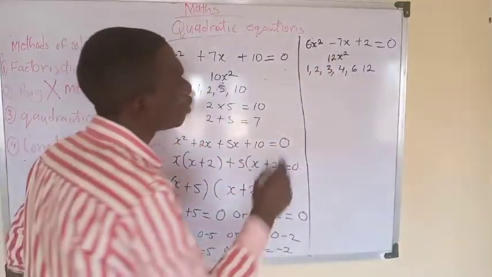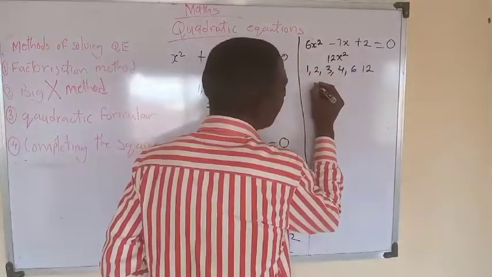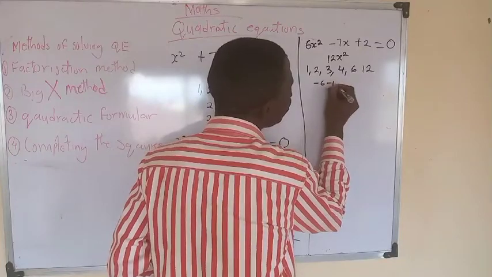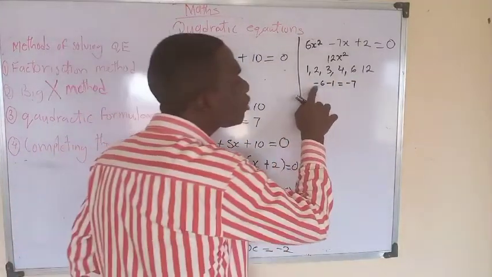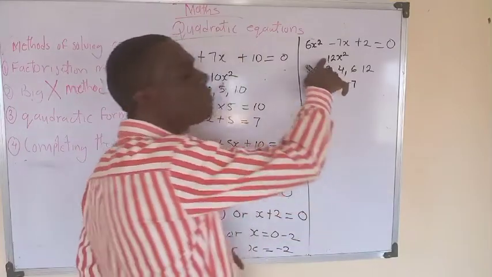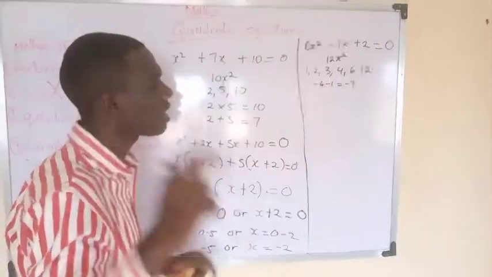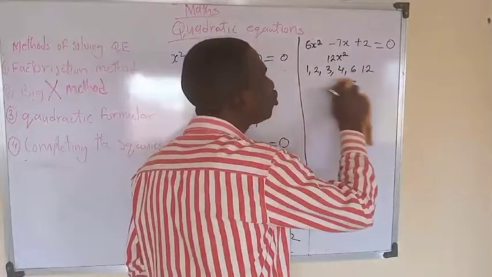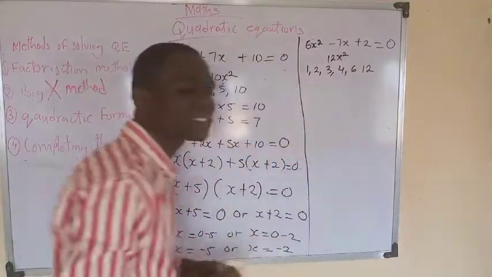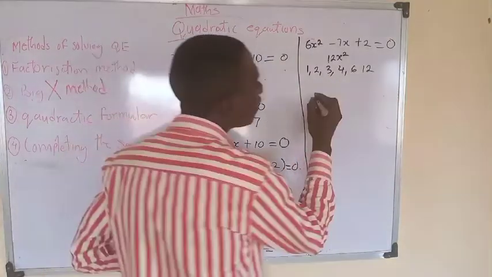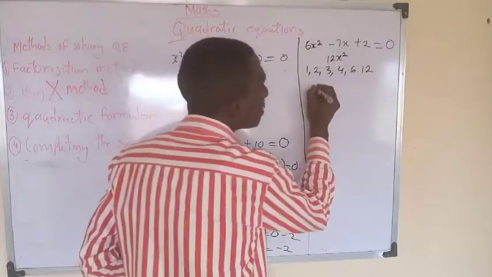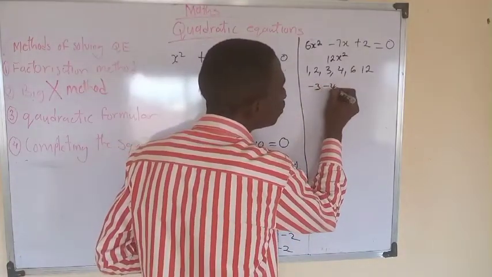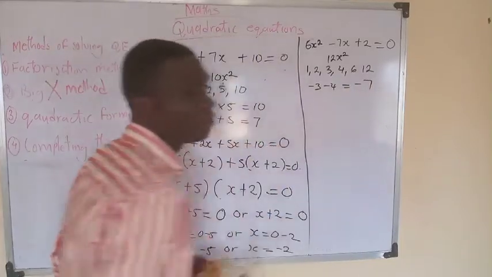Alright? So now let's consider 6 and 1. Minus 6 minus 1 will give us minus 7. But if I multiply minus 6 and minus 1, I will not be able to get 12. Right? So that's the reason why I cannot use minus 6 and minus 1. So therefore, what will be the next thing to use? 3 and 4. Because if I say minus 3 minus 4, I'll have minus 7.